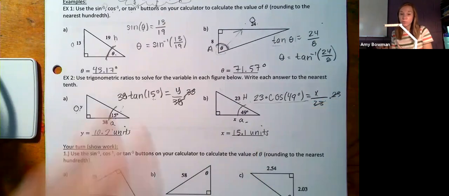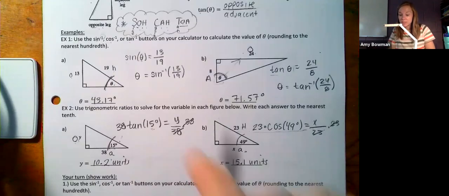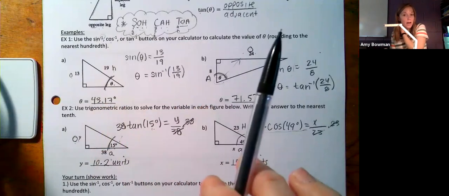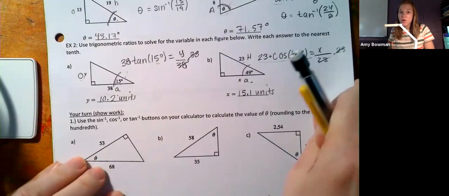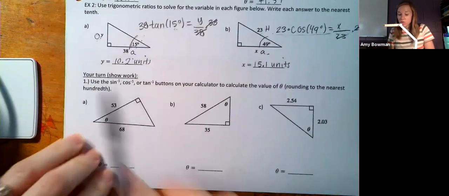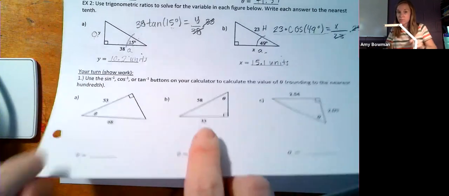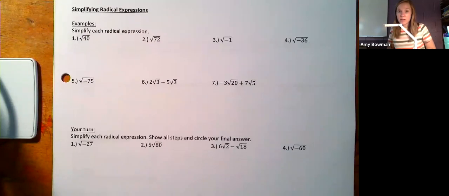Okay, so that's a quick, brief review. I know you guys were introduced to this stuff last year. It's been a while. This SOHCAHTOA is the most helpful thing that you guys will have when it comes to using trig ratios to solve unknown lengths and angles. So your turn, show your work, show me the steps in solving for the variables in these problems, as well as on this next page, we are gonna move on to simplifying radical expressions.